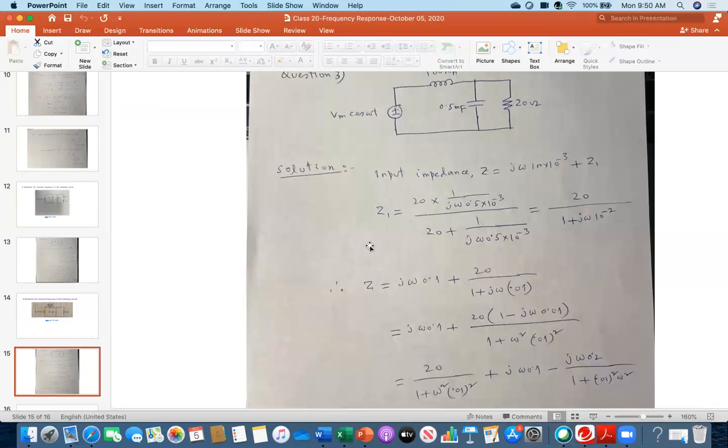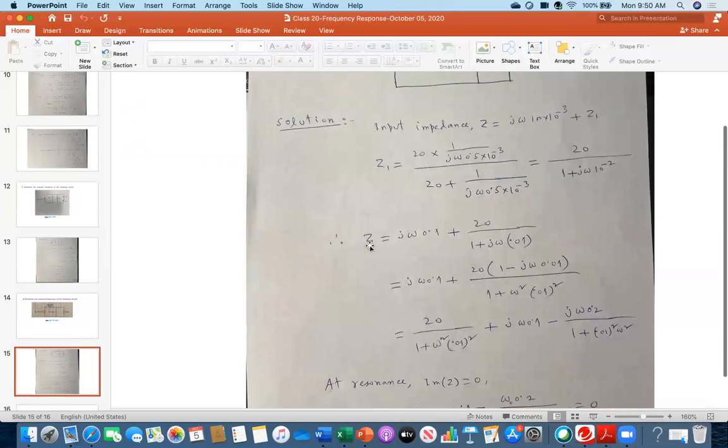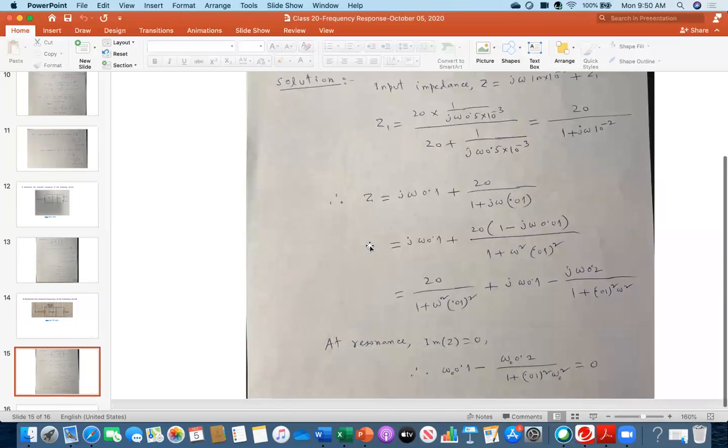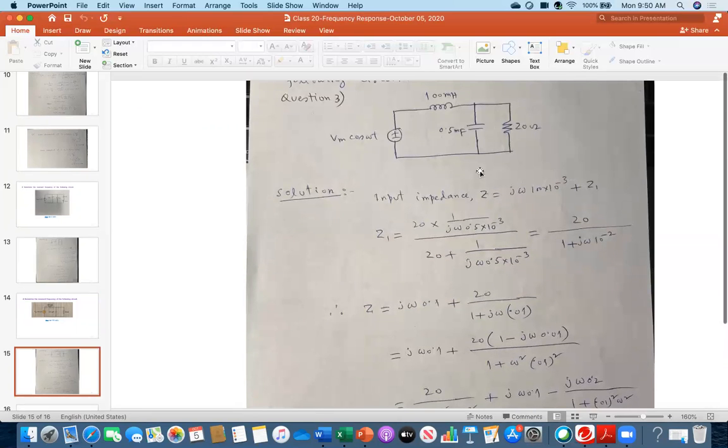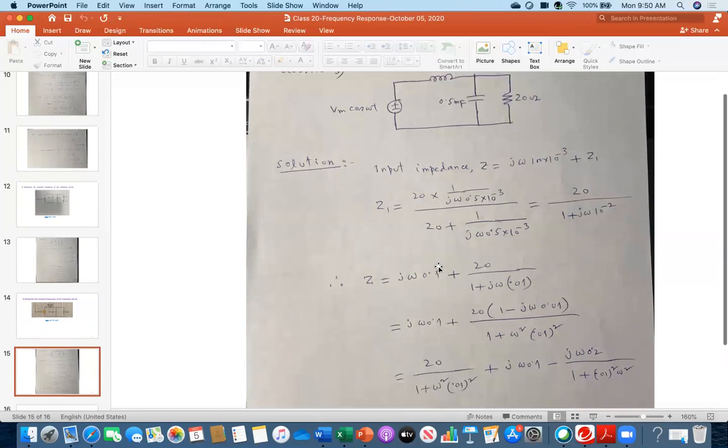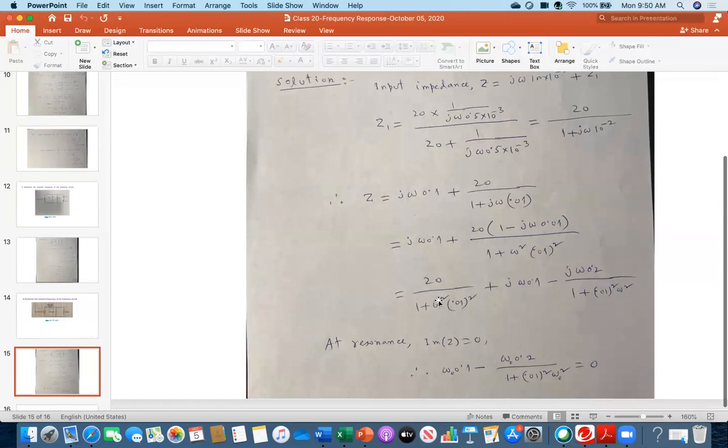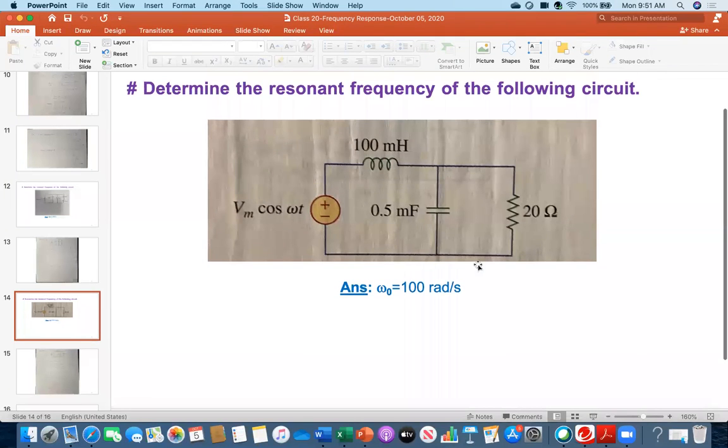First, in this case, you can find out the impedance. You can assume that this is the series circuit. You first calculate the input impedance, and then you convert it into real and imaginary, and then the imaginary part of the impedance will be 0. So then ultimately you will be getting omega naught equal to 100. So everybody, please practice and make sure that you are getting 100.